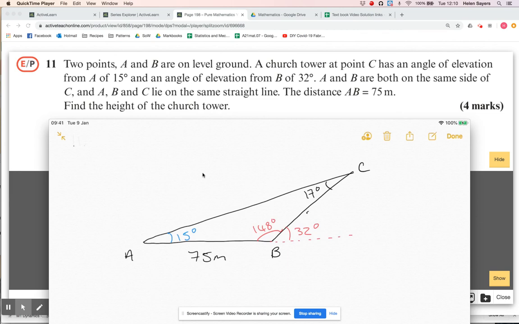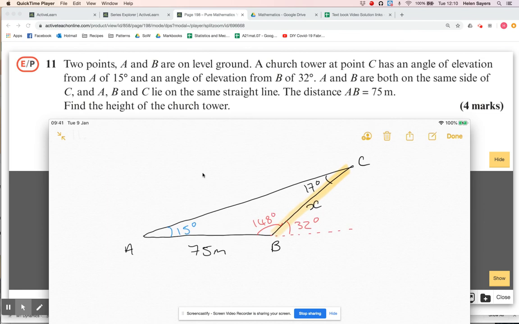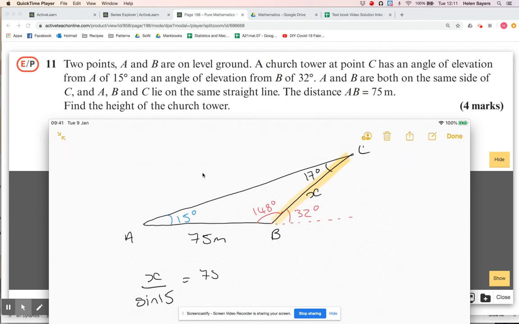Okay, so I'm going to call this X. I'm looking at that length there, that side of the triangle. I can get that through sine rule. That's always a bit easier for sine rule, I think. I want to do it the other way around, don't I? I want to say that side x over sine 15 is 75 over sine 17. I've got that angle and that side, and then that side and that angle.